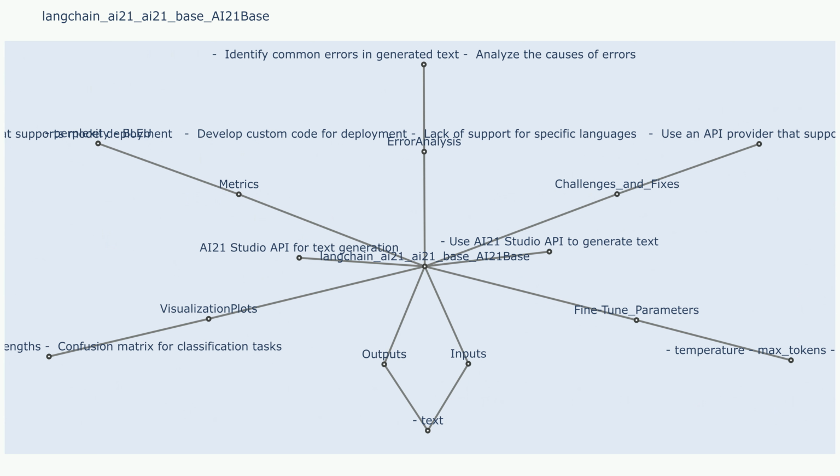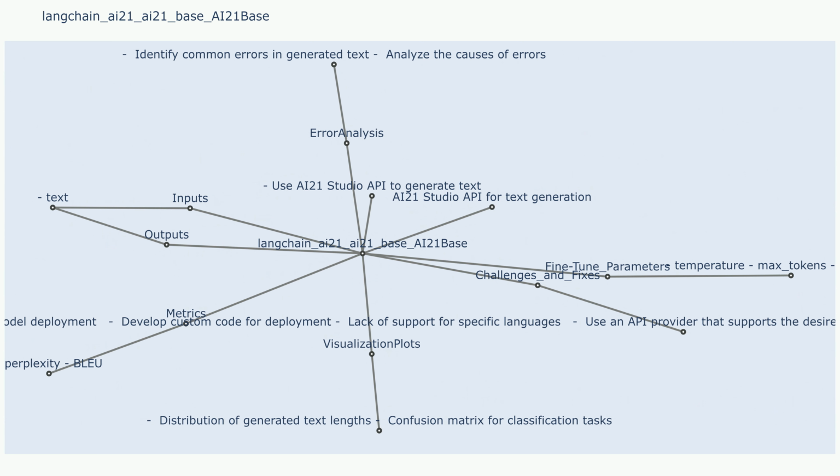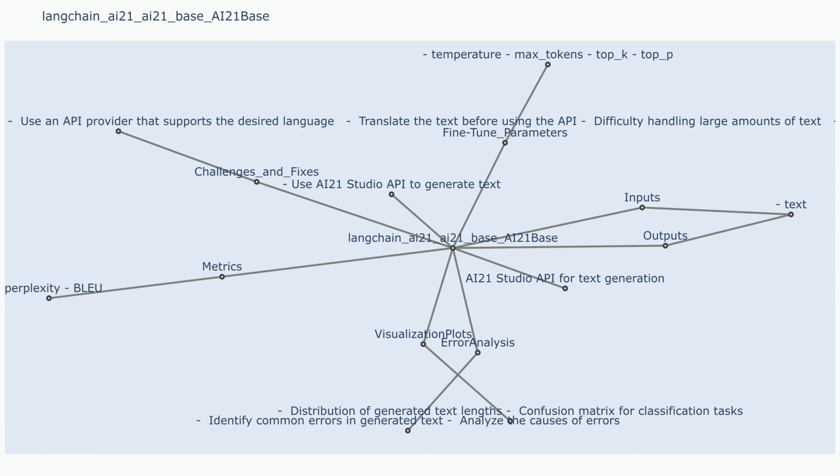Metrics. Perplexity, a measure of how well the model predicts the next word in a sequence. Lower perplexity generally indicates a better model fit. BLEU score, a metric commonly used to evaluate the quality of machine translation.